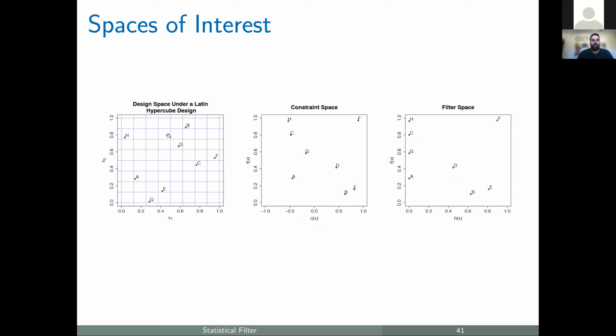So inputs live in the design space, where we have to figure out what we're going to pick. Constraint space is where we do our statistical modeling. And then filter space is where we actually do the filter calculations to run the optimization algorithm.